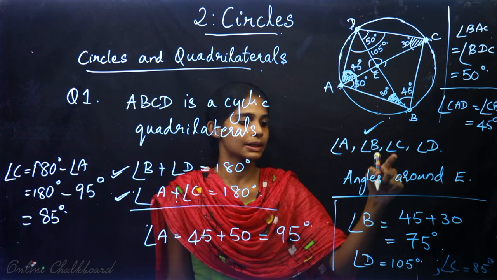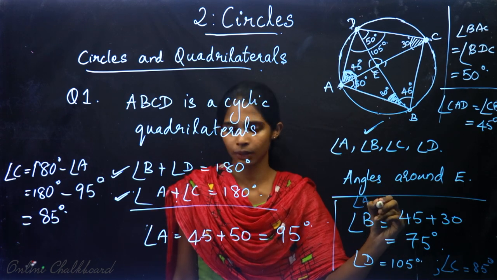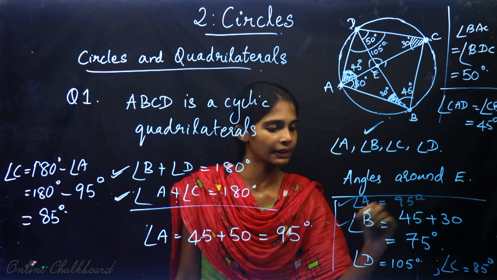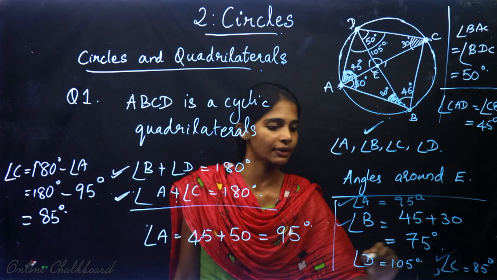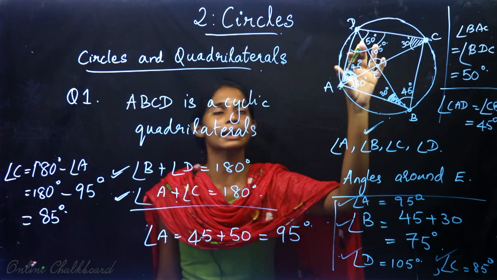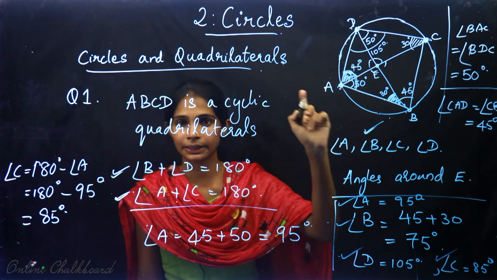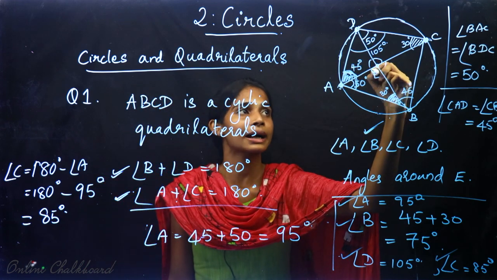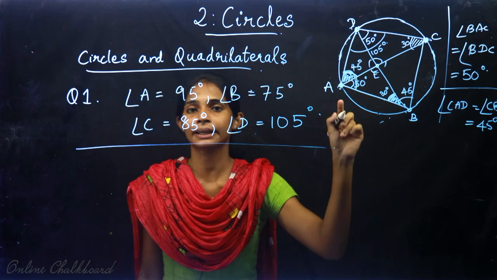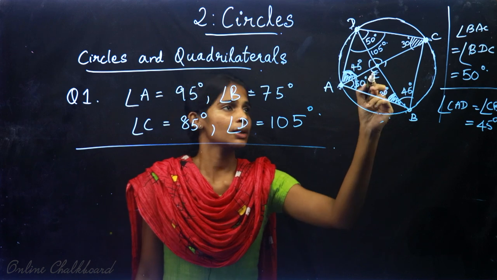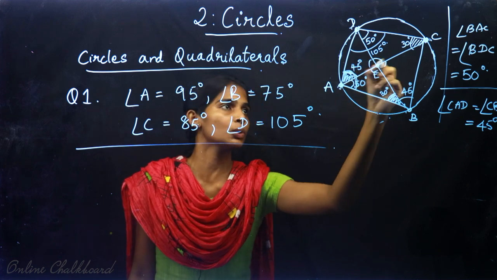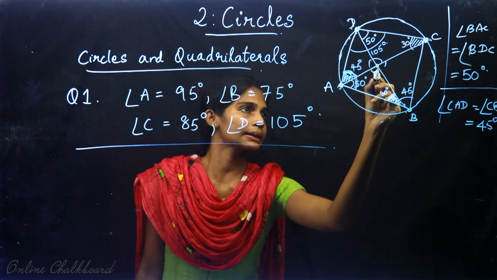Appo namukku naal angles kitti. Angle A is equal to 95 degree, angle B is equal to 75 degree, angle C is 85 and angle D is 105 degree. So namukku quadrilateral la naal angles kitti. Pakshe question avade theernittilla. We need to find the angles formed at the diagonal. Okay, next namukku diagonals cut cheyina avadta angles ethrayanu nokka. So that is very easy. Namukku idre edengilum oru triangle consider cheyyam. Namukku ivada naalu kunju triangles ille. Njan ee thaalatha triangle ne edukku.